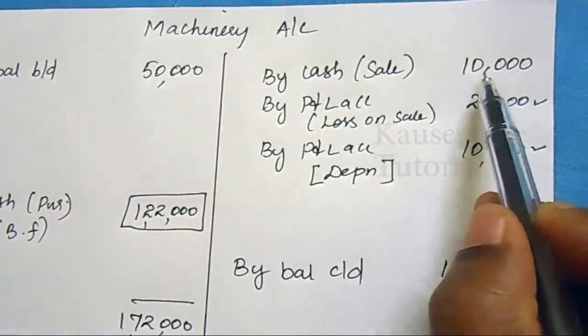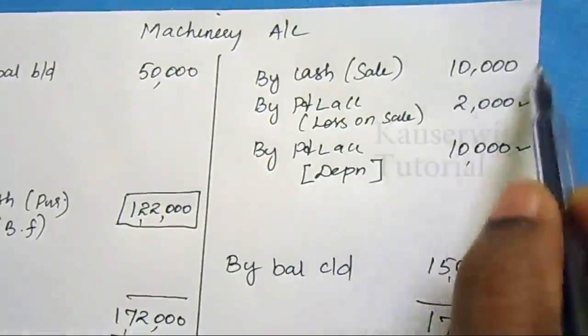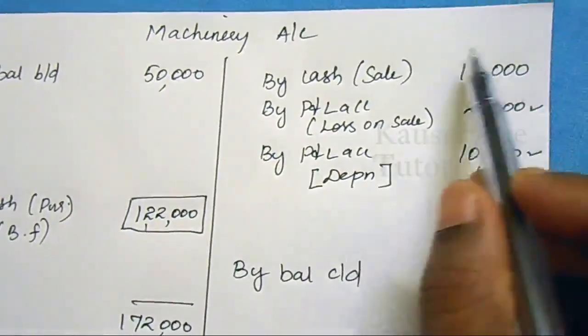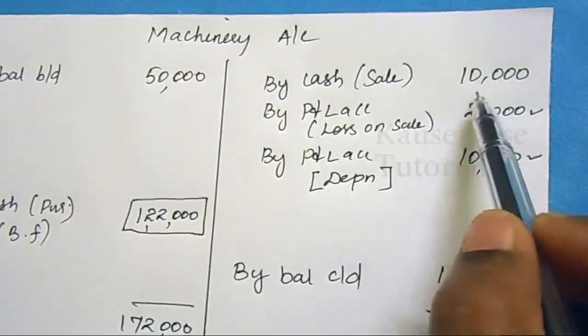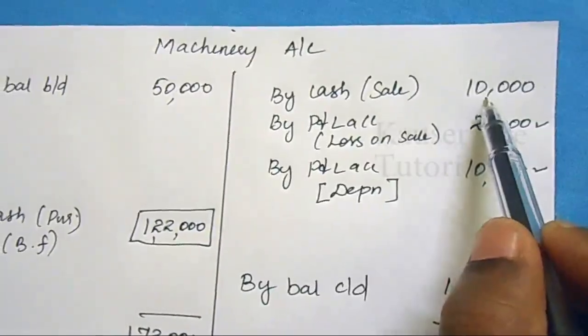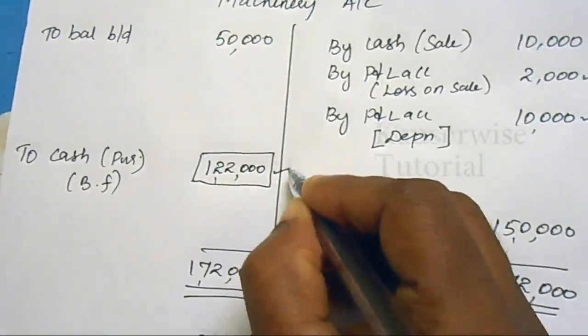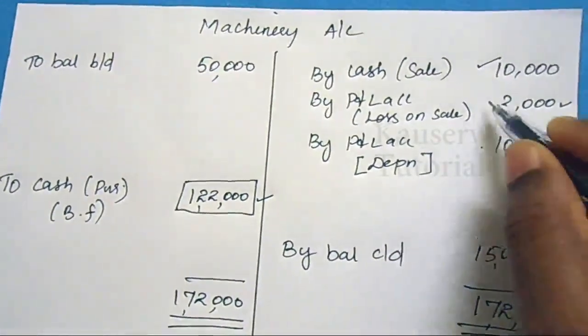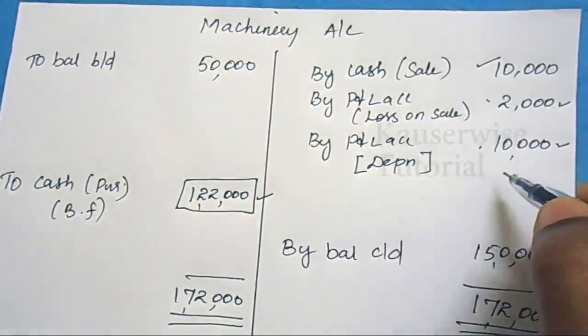And look at this amount, the sale of machinery. This amount is a source of fund. This will be recorded in the inflow of fund. So, while you prepare the fund flow statement, this will be recorded in sources of fund. This will be recorded in application. This will be recorded in sources. These are the two items that will be recorded in fund from operation.